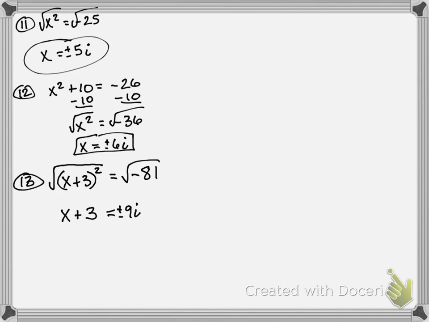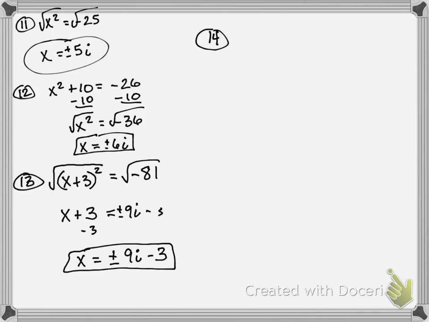Okay, so to solve for x, there's just one more step on this one. And it's subtracting everything by 3. So minus 3. So your answer is x equals positive or negative 9i minus 3. That's it. That's your answer. Okay? Let's look at 14.